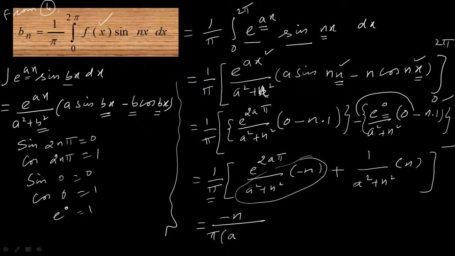So pi of a square plus n square product. So e power 2a pi. So if you take minus n outside, so here you have minus. That's all. So this is the value of Bn. So you can't simplify this further, so leave it as it is. Okay. So this is the value of Bn.